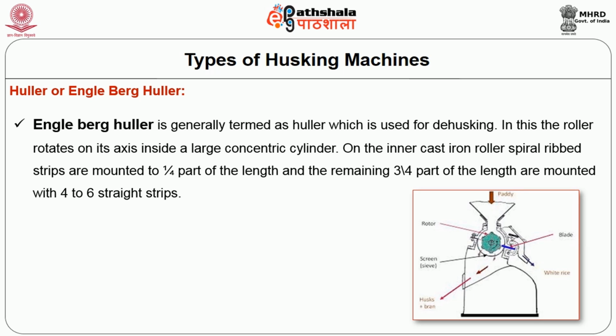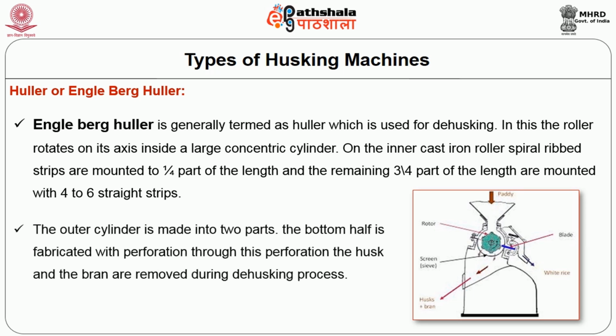In this, the roller rotates on its axis inside a larger concentric cylinder. On the inner cast iron, spiral ribbed strips are mounted on 1/4 part of the length, and the remaining 3/4 part of the length is mounted with 4 to 6 straight strips. The outer cylinder is made into two parts. The bottom half is fabricated with perforation. Through this perforation, the husk and the bran are removed during the dehusking process.